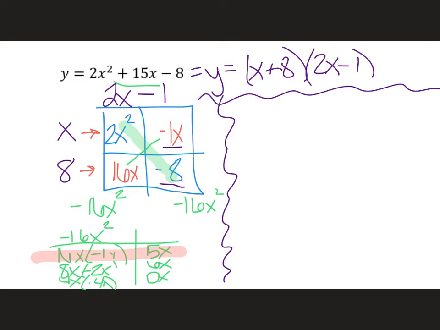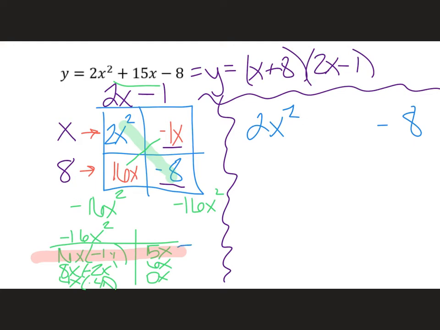So if I have 2x squared and negative 8, I still need to find the product of those two values, which is still negative 16x squared. And then I would still need to find two terms that 15x can be split into that have the same product as 2x squared and negative 8. So that's that negative 16x squared.